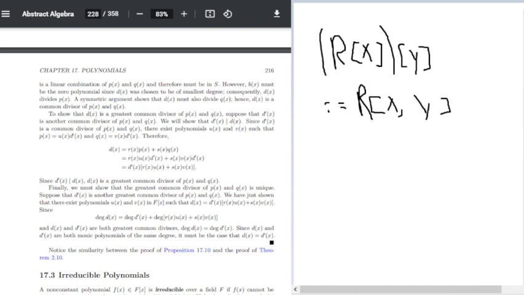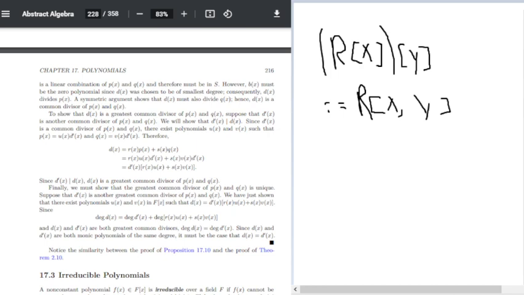Finally, we must show that the greatest common divisor of p of x and q of x is unique. Suppose that d prime of x is another greatest common divisor of p of x and q of x. We have just shown that there exist polynomials u and v in F of x such that d of x is equal to d prime of x times r of x u of x plus s of x v of x.